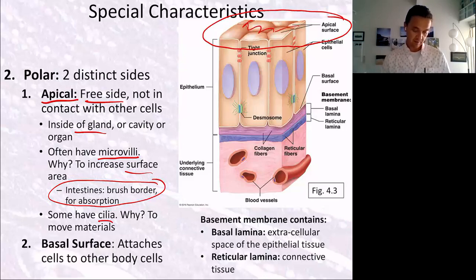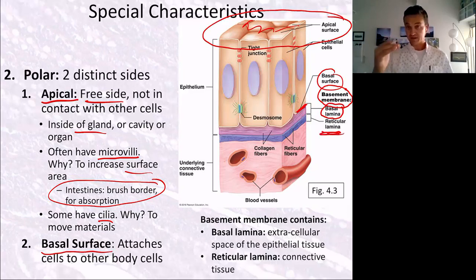And then the other side is called the basal surface, okay? And this is the side that kind of anchors those cells to the rest of the body, right? So it attaches the cells. We see that here. So it's also known as the basement membrane is a part of it. So we see the basal surface of the cell, which is just going to be this part, but then we have the basal membrane right below that, which is made up of the basal lamina, which is considered part of the epithelial tissue. But then we have the reticular lamina, which is actually part of the connective tissue below it.